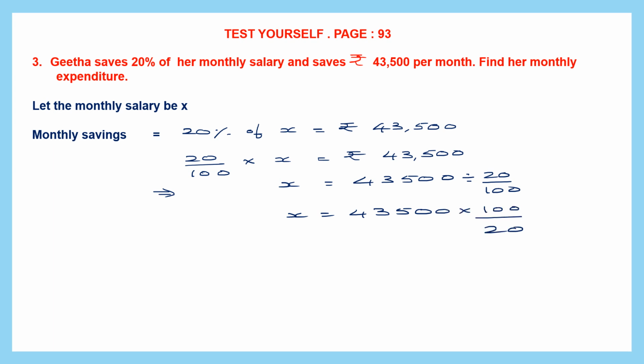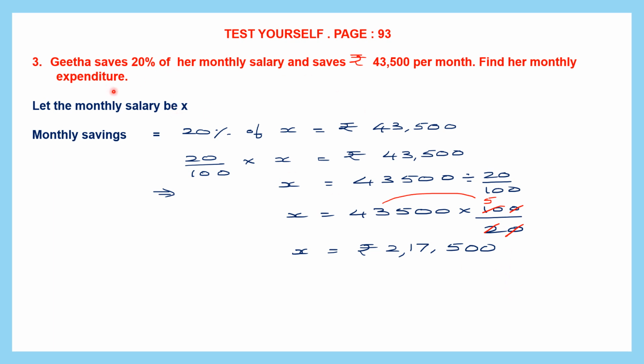So we can calculate this, we can simplify. So I can cancel this, 2 fives are 10. So I just have to multiply 43,500 into 5. So when I multiply, I will get my monthly salary, that is X. And that is rupees 2,17,500. So this is X. And what is X? In the beginning we said let the monthly salary be X. So we found the monthly salary and that is X.